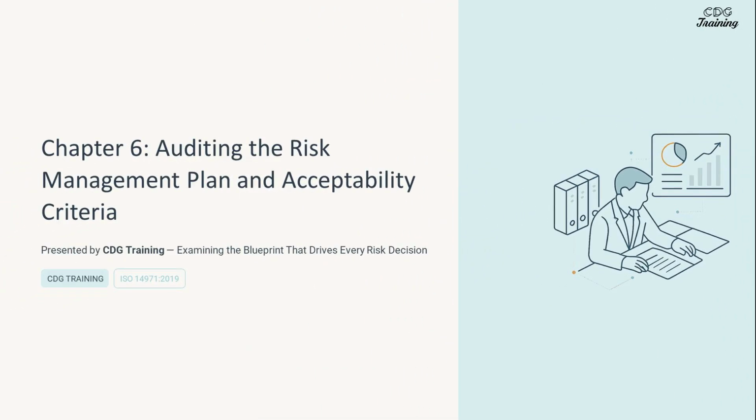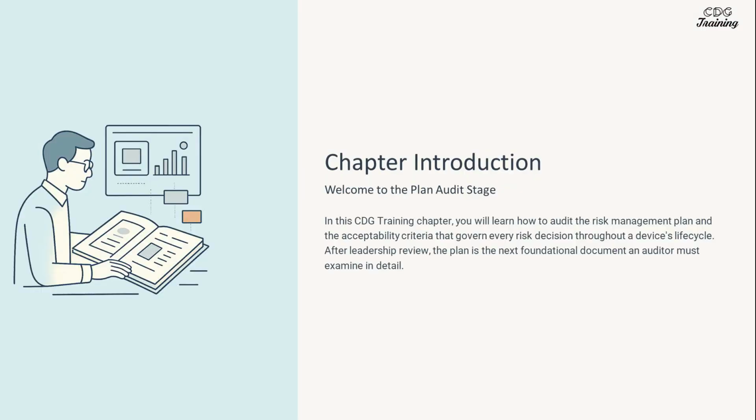Welcome to Chapter 6, where we delve into auditing the risk management plan and its acceptability criteria. This session is presented by CDG Training, focusing on the blueprint that guides every risk decision. In this chapter, you'll learn how to audit the risk management plan and the criteria that govern risk decisions throughout a device's lifecycle. After leadership review, the plan is the next foundational document an auditor must examine.